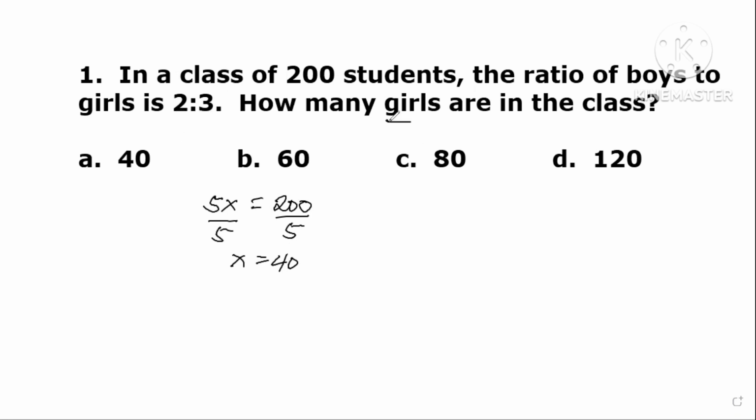But since ang tinatanong ay girls, so this is B, this is G, no? So, doon natin siya sa 3 i-multiply, no? So, 40 times 3 is equal to 120. So, the correct answer is D. Okay?